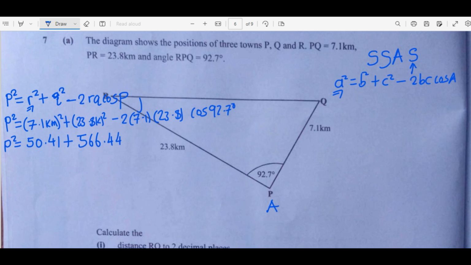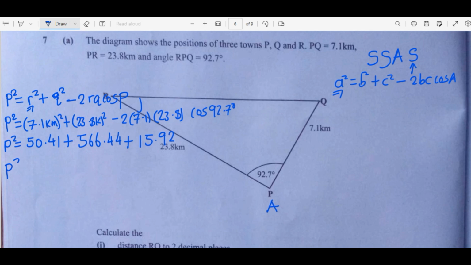7.1 times 23.8. Then we have cos 92.7. Okay, so I'm getting positive, since we know that a cos of any number greater than 90 will give you a negative, so negative times negative, here we have positive. So if you have 90 and above, you need to change this into plus, so plus 15.92.